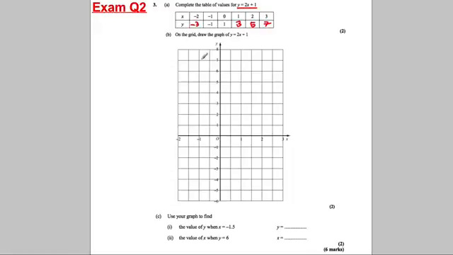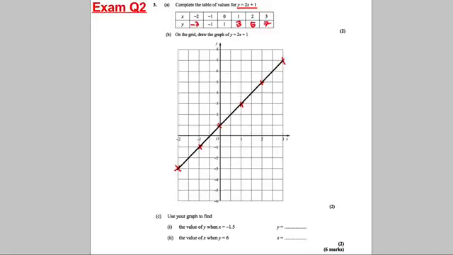This would be -3. Plotting this, 2 back with 3 down, 1 back with 1 down, 0 across, 1 up, 1 across, 3 up, 2 across, 5 up, and 3 across, 7 up. We made a perfect straight line and draw that line through them.